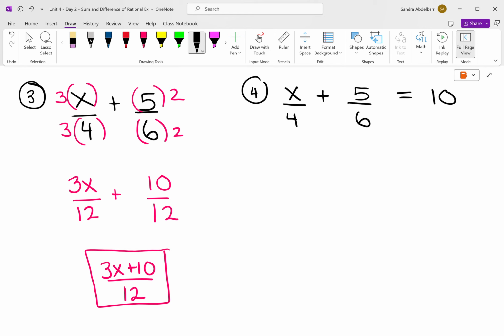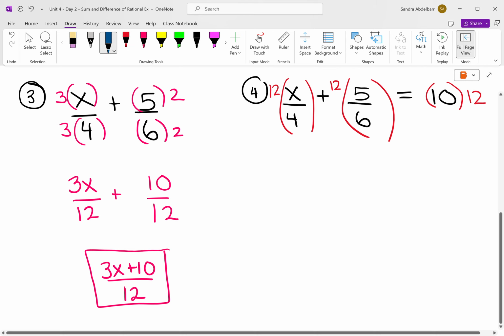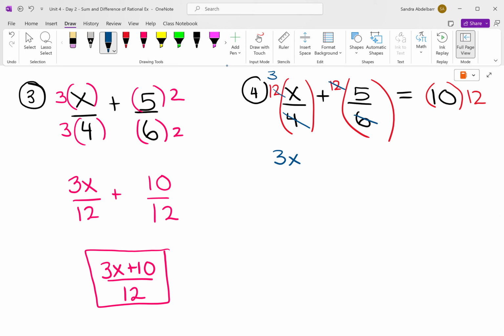You still look at the two denominators. You ask yourself, what would be the common denominator for 4 and 6? It would be 12. But instead of creating that common denominator, you go through and you multiply each part by that common denominator, even on the other side of the equal sign. Even if there were whole numbers there, every single thing gets multiplied by that common denominator. And now that we are multiplying, now we can cross simplify. 4 goes into 12 3 times. 6 goes into 12 2 times. 10 times 12 is 120.